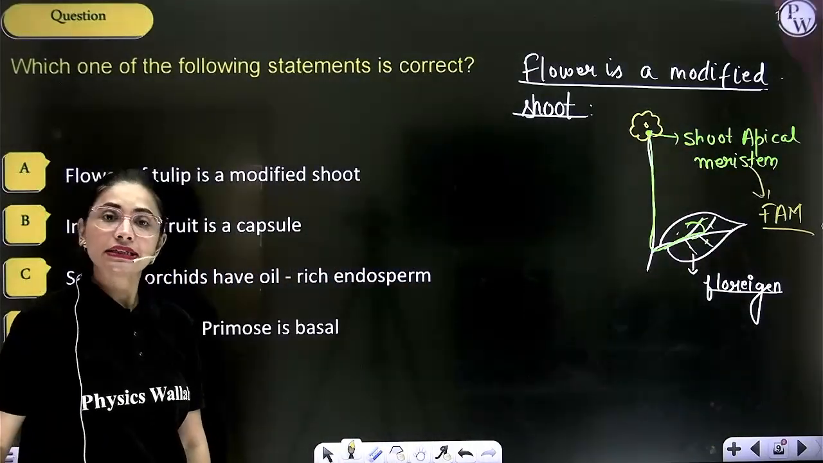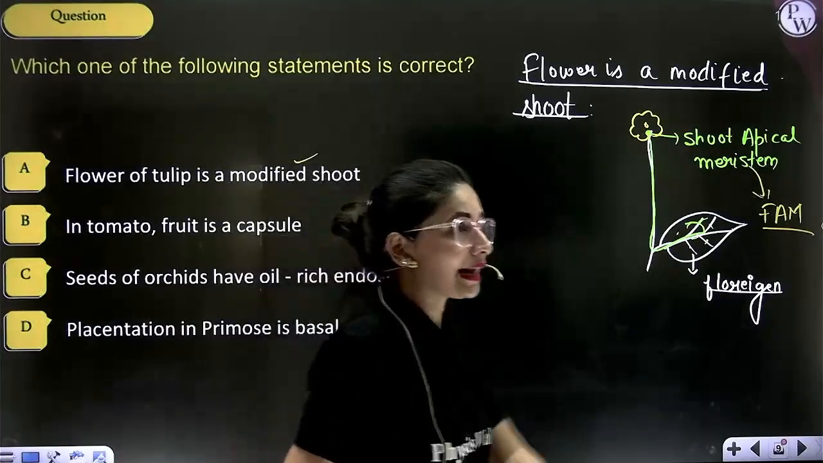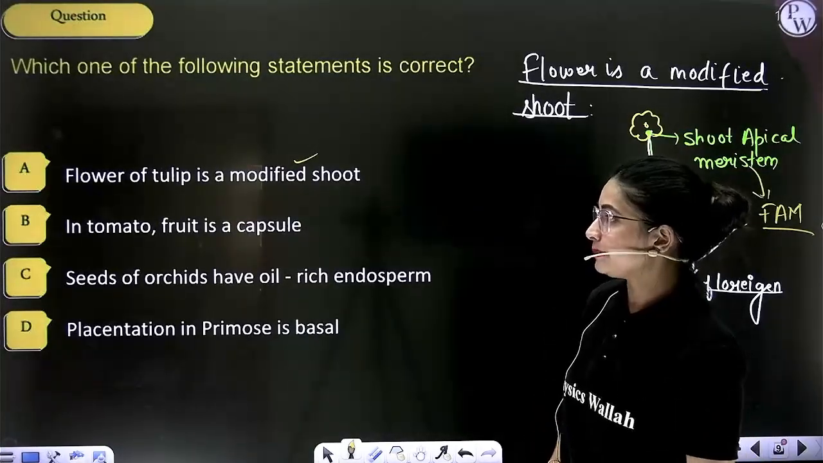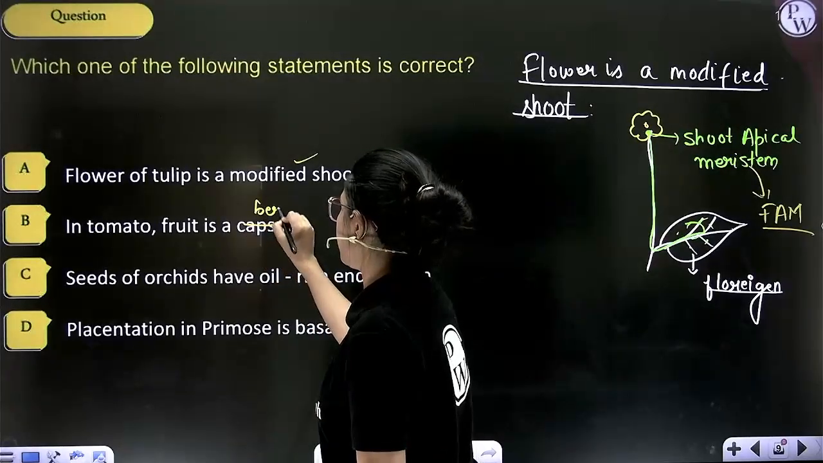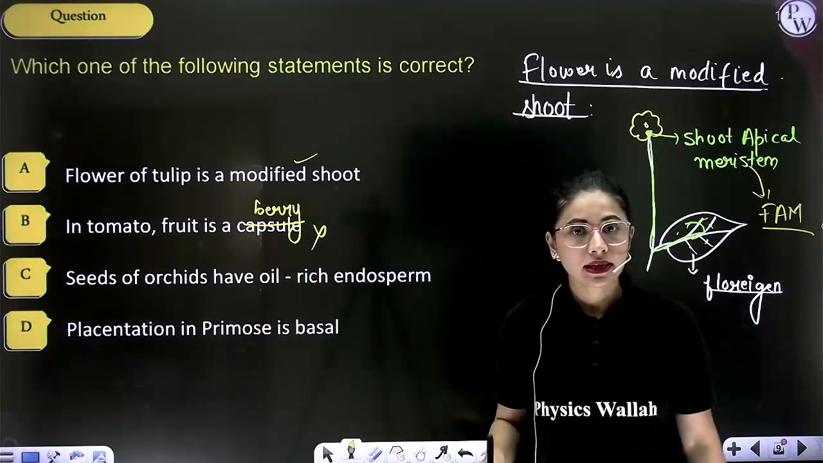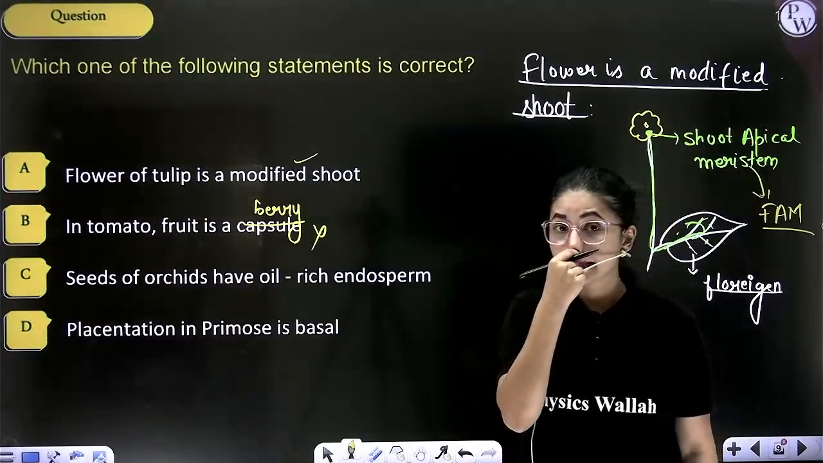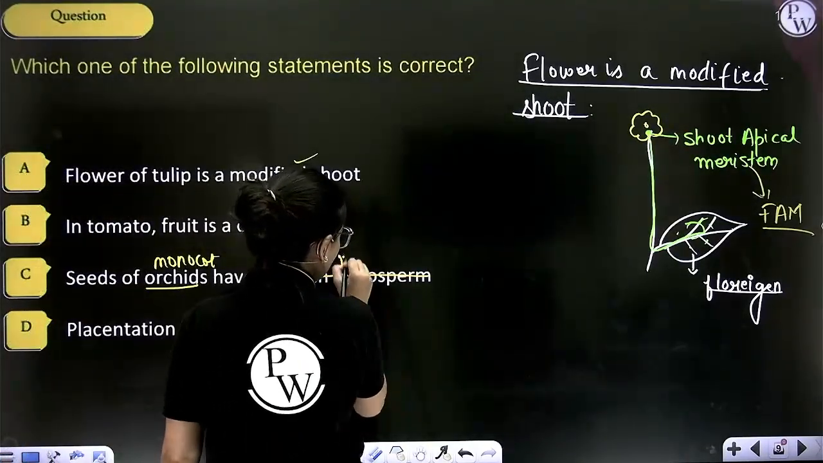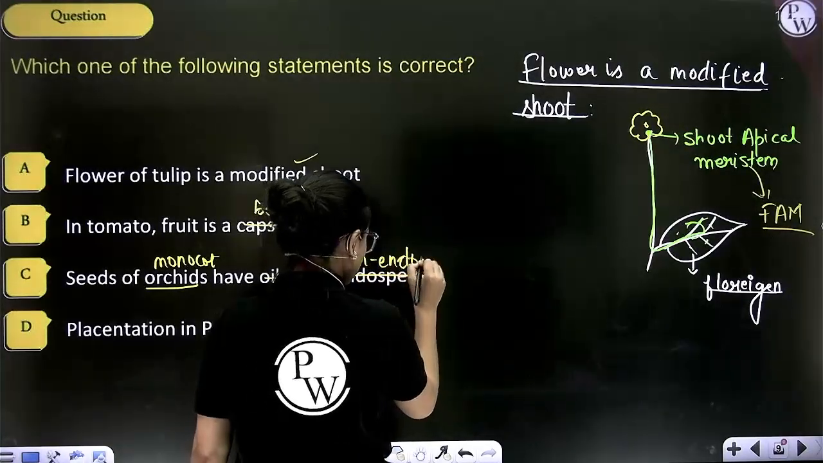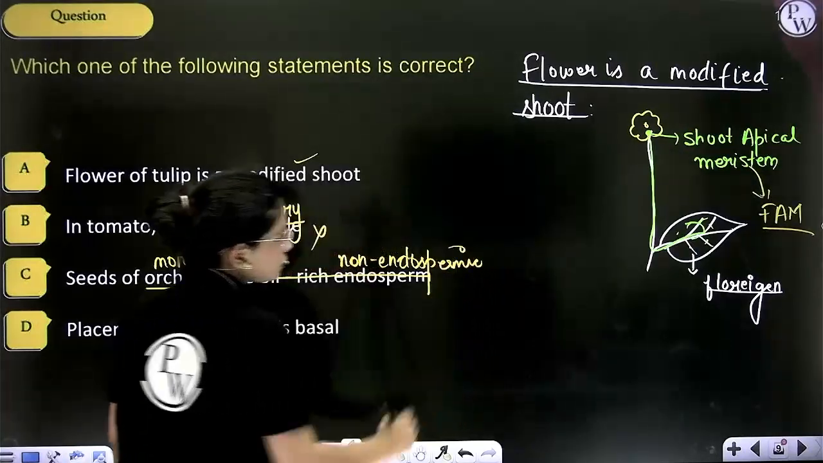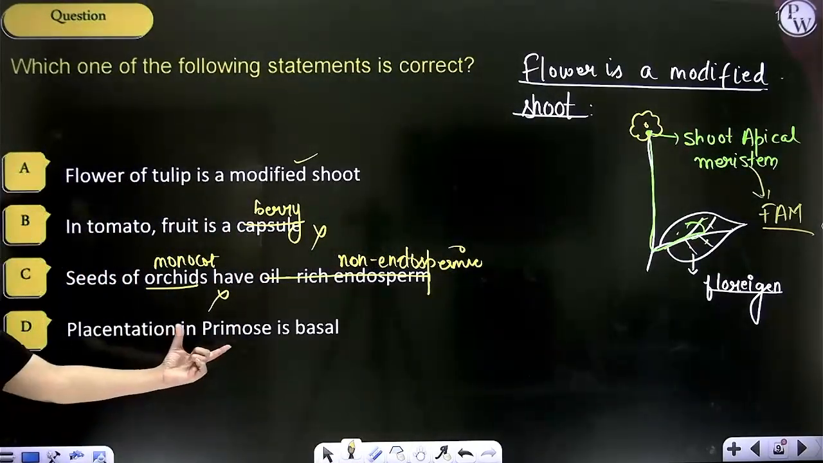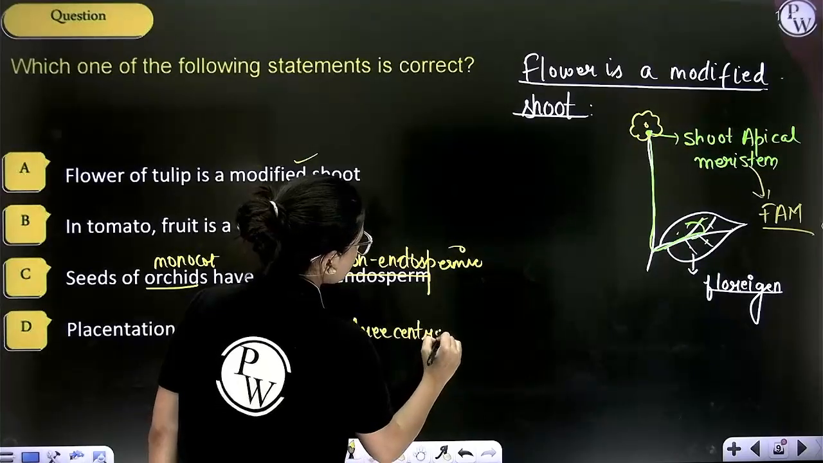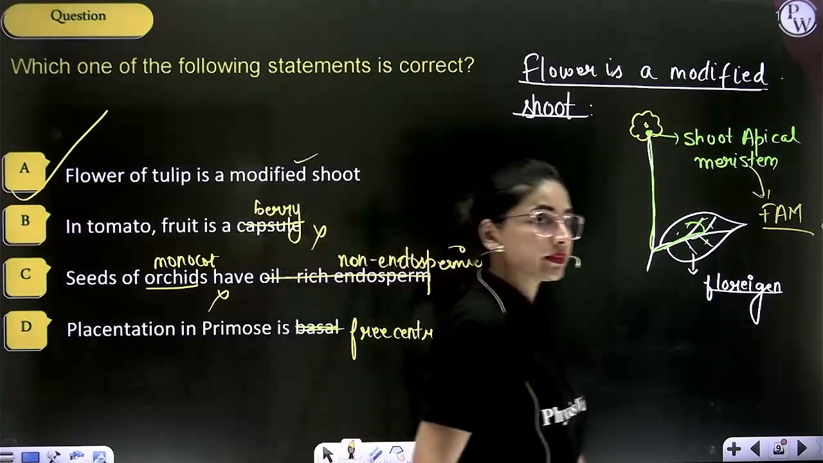So yes, flower is a modified shoot. This statement is right. But let's not directly say the answer is one. Let's also go through the remaining three answers and analyze them. In tomato, fruit is a capsule. No, here fruit is a berry. So this is wrong. Seeds of orchid have endosperm. This is an exception. Orchid is a monocot. But since this is an exception, they have non-endospermic seed. So this statement becomes wrong. Placenta in primrose is not basal. Rather, it is free central. So answer becomes A. Clear?